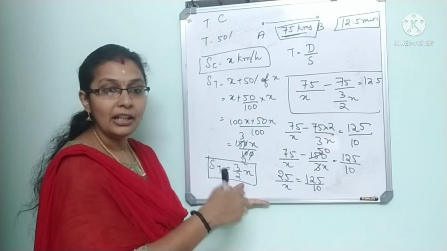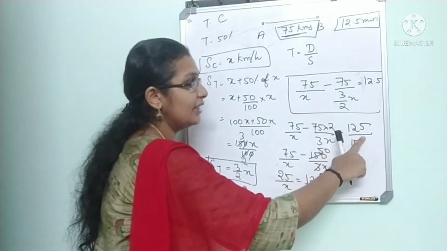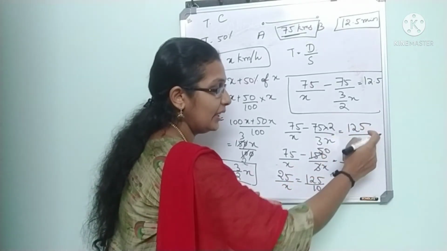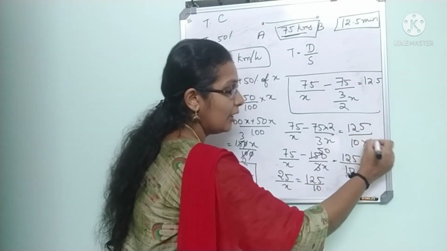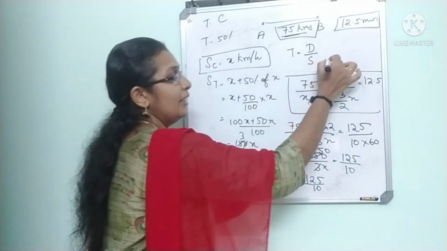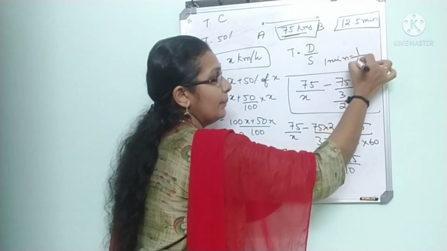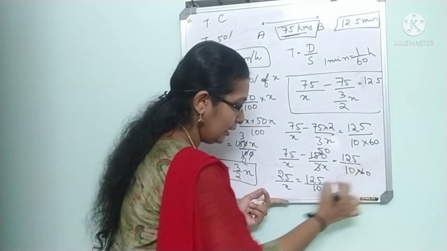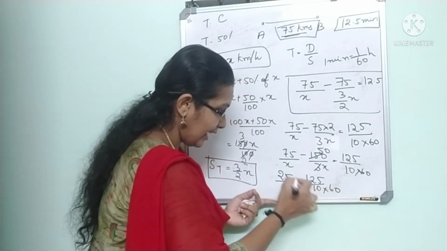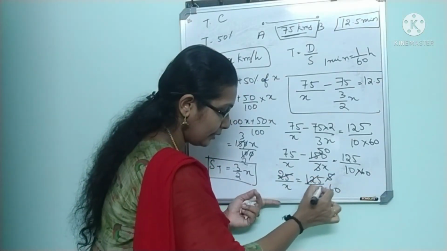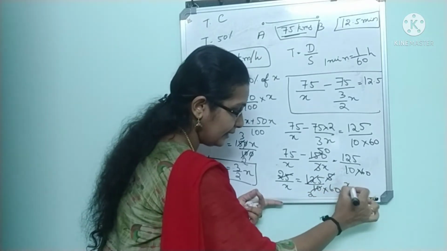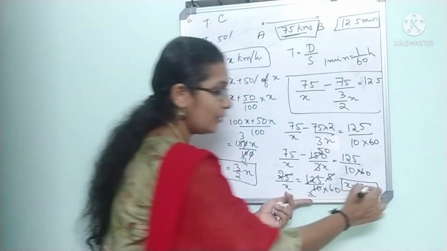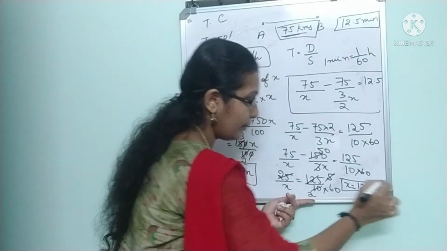Okay. Now we'll have to convert these minutes into hours. Usually they give the values in hours only. Since it is given in minutes, we'll have to convert it into hours. So 1 minute is equal to how many hours? 1 by 60 hours. So I am dividing by 60. Clear? So into 60 into 60. Wherever you can, cancel it. 5 times, 2 times. So x is equal to 120. Clear? So the speed of the car is 120 km per hour.